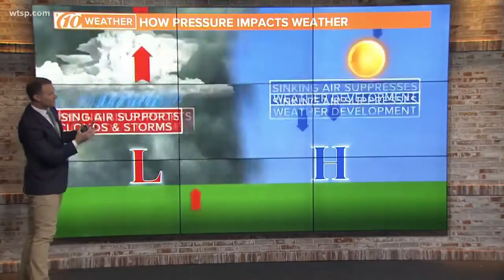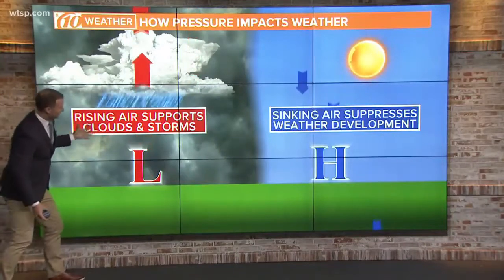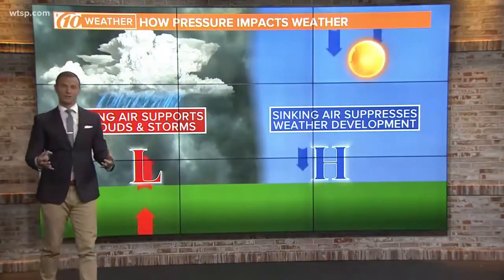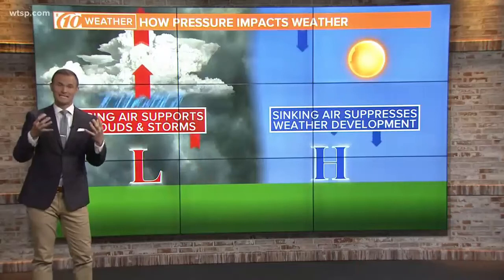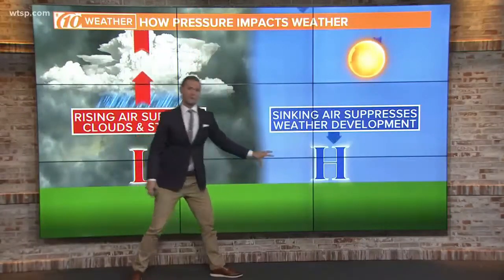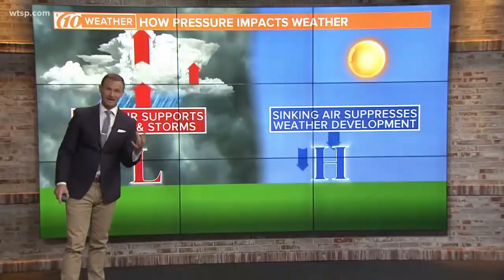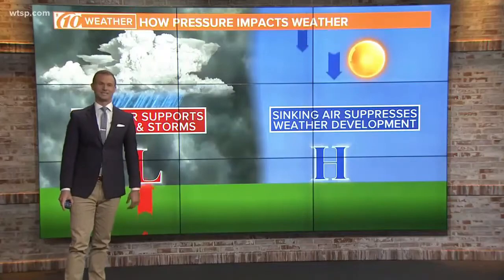But within those areas of low pressure and high pressure, rising air is what supports clouds and storms. And if you think about your water cycle, everything rises, it cools, it condenses, and it eventually precipitates. And in areas of sinking air, that suppresses that weather development, suppresses cloud cover. And that's actually what we have in control right now, that high pressure system bringing all the sunshine.